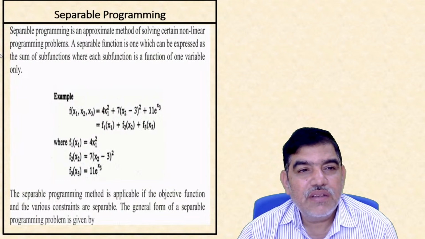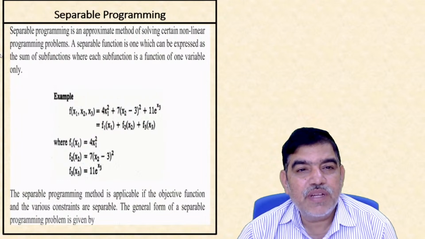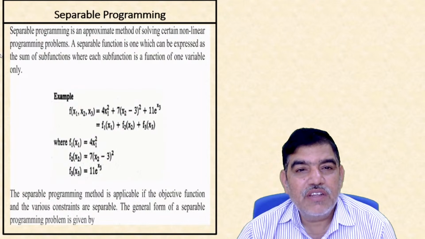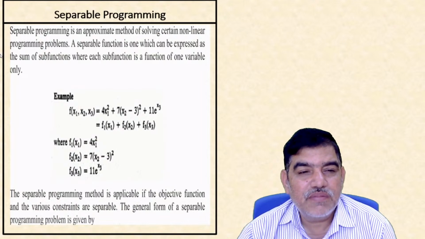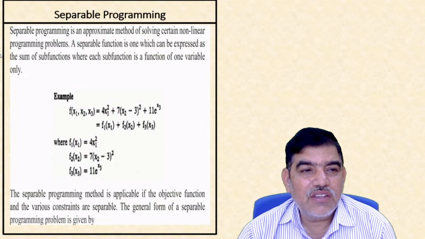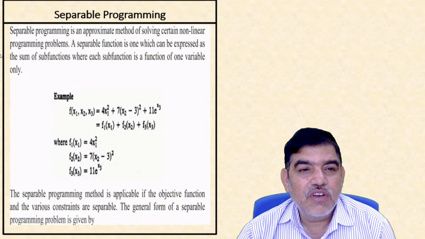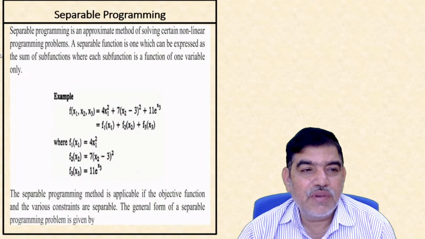Separable programming is an approximate method of solving certain nonlinear programming problems. A separable function is one which can be expressed as the sum of subfunctions, where each subfunction is a function of one variable only.